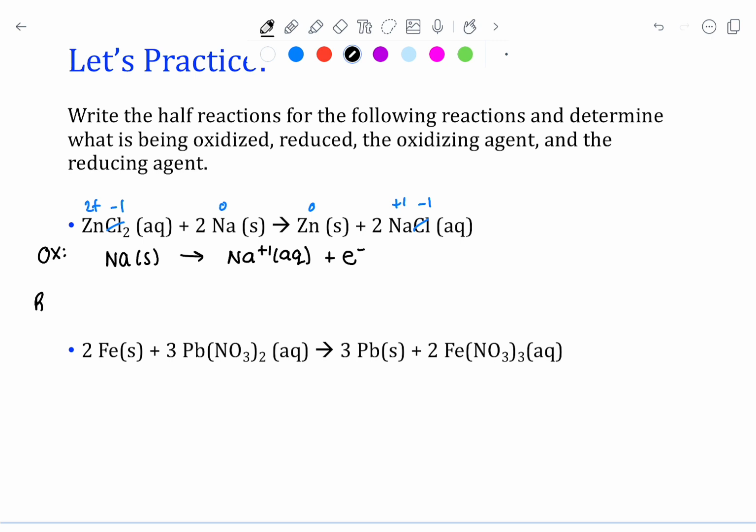For our reduction half reaction, we see that zinc now is going from zinc 2+ to zinc 0, so we're reducing our oxidation number from +2 to 0. So we have zinc 2+ turning into zinc solid. In order to have charge balance, we have our 2 electrons here, and now we're balanced.